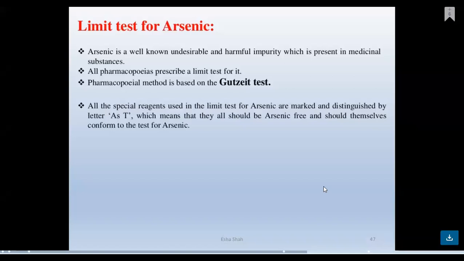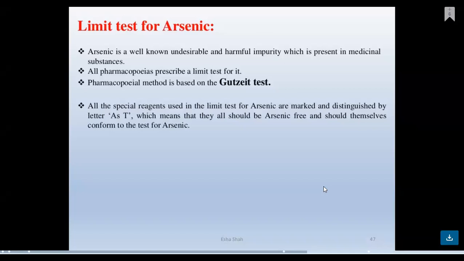In the limit test for iron, we checked the intensity of purple or pink coloration of the test with that of the standard one. Same in case of limit test for arsenic, we are going to compare the color of the sample with that of the standard one. So formation of color in case of limit test for arsenic is the yellow stain.